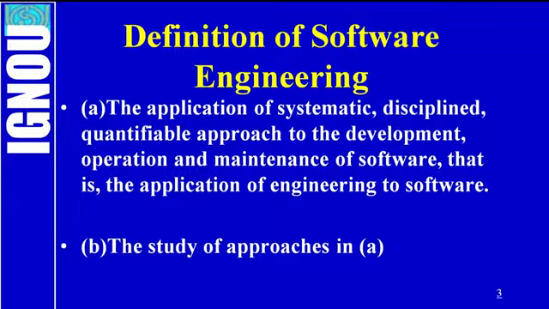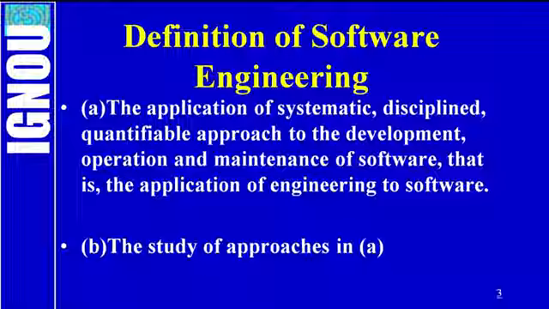So to start with, let us see the definition of software engineering. The definition of software engineering is the application of a systematic, disciplined, quantifiable approach to the development, operation and maintenance of software. That is the application of engineering to software. Now let me repeat it. The application of a systematic, disciplined, quantifiable approach to the development, operation and maintenance of software. That is the application of engineering to software. And the second part of the definition is the study of approaches in A.